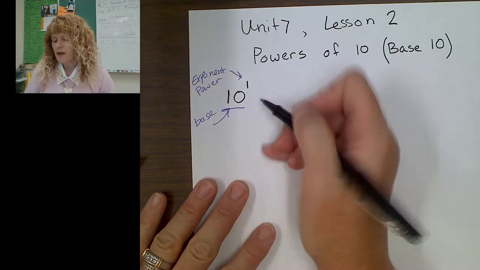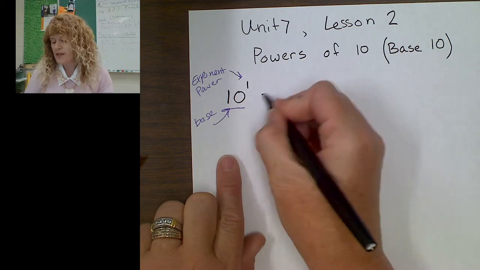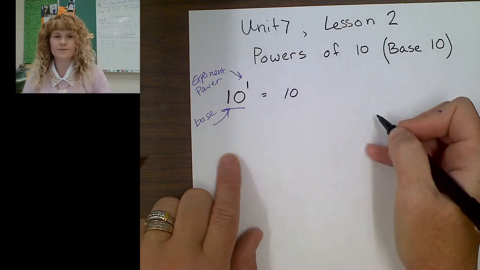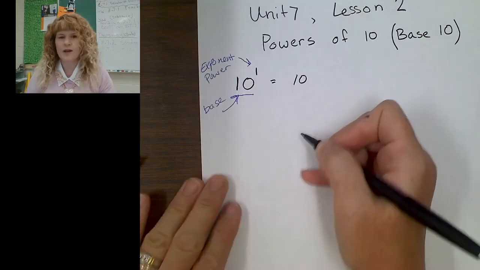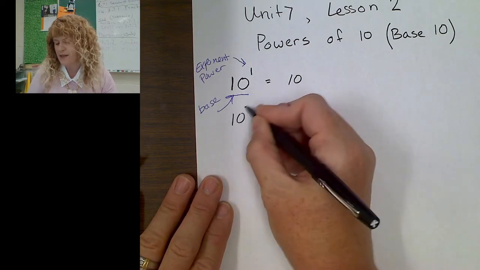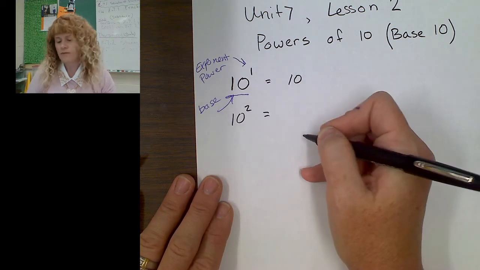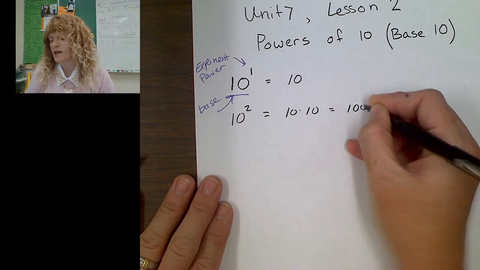All right. Now, what is 10 to the first power? Well, that just equals 10. Let's keep going and write notes on powers of 10. That's 10 to the first power. How about 10 to the second power? That's 10 times 10, and it equals 100.